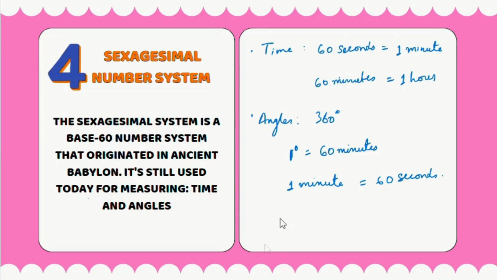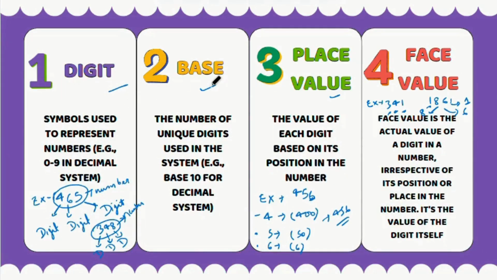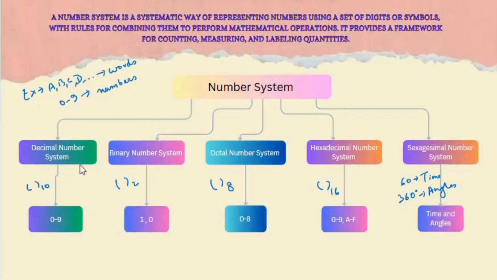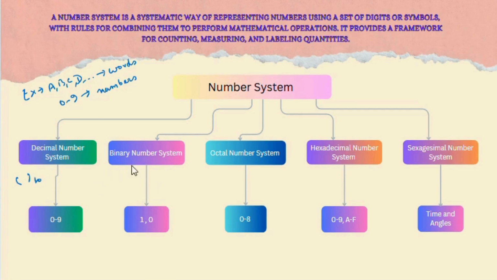Okay, and that's all. That's a wrap. We have covered the key components of a number system, including digits, base, place value, and face value. We have also explored various types of number system, such as decimal number system, which is having base 10, binary number system, which is having base 2, octal number system, which is having base 8, hexadecimal number system, which is having base 16, and sexagesimal number system, which is used for time and angles. Right?